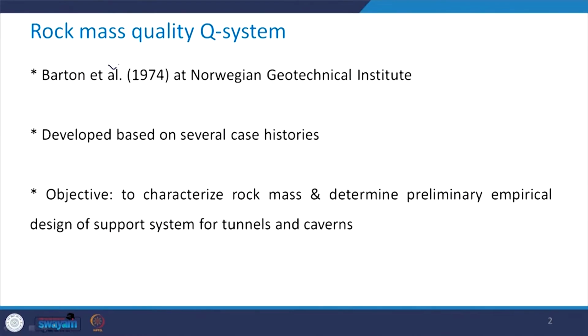We have this rock mass quality Q system which was given by Barton et al. in 1974 at the Norwegian Geotechnical Institute, that is a very famous institute, NGI. This was developed based on several case histories, and the objective behind the development of this classification system was to characterize the rock mass and determine preliminary empirical design of support systems for tunnels and caverns. So, basically this system was developed again for tunnels and caverns, as was the case in the earlier system, which is rock mass rating.